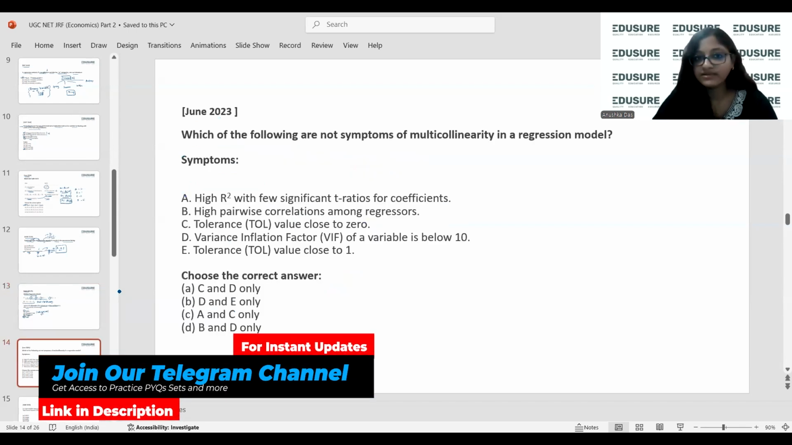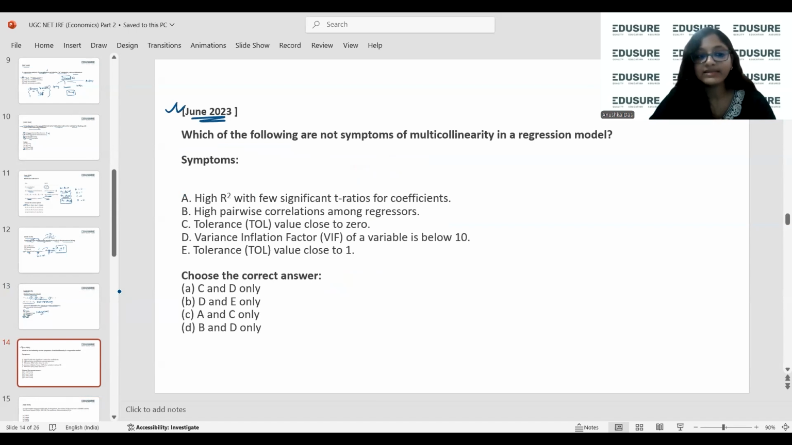Let's see the last two questions. This is the second last question, June 2023 paper. It says, which of the following are not symptoms of multicollinearity? So basically, how do you identify whether multicollinearity is present in your model or not? How do you identify that? There are some thumb rules. What are the thumb rules?